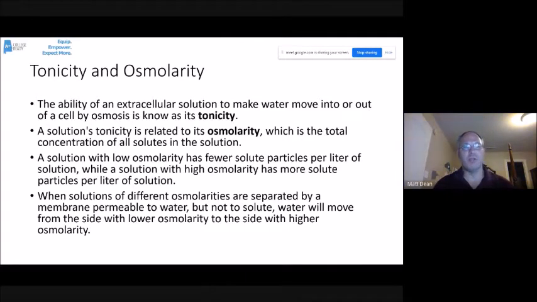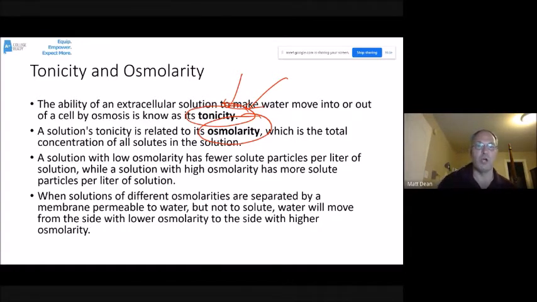So a couple more terms. The ability of an extracellular solution to make water move into or out of a cell by osmosis is called tonicity. That's a word we'll see a lot in AP biology. And then another important term is osmolarity, which is essentially the total concentration of all solutes in a solution. Both those are really important terms for this unit.